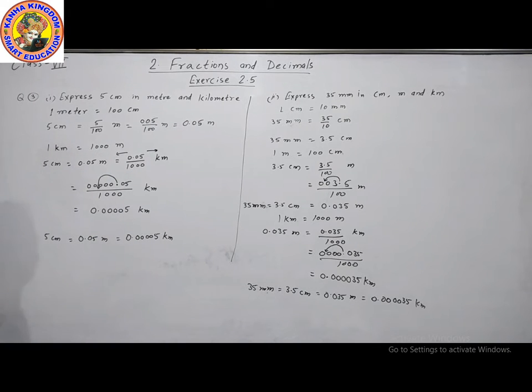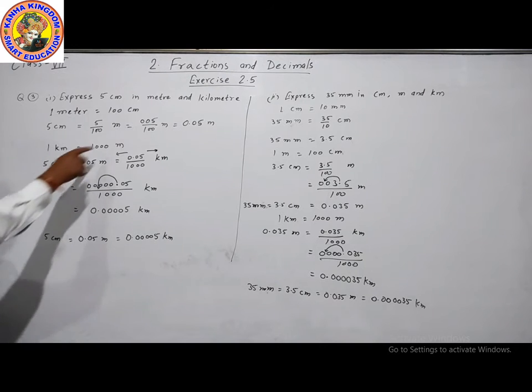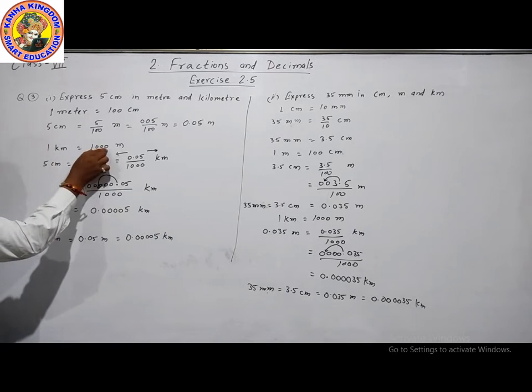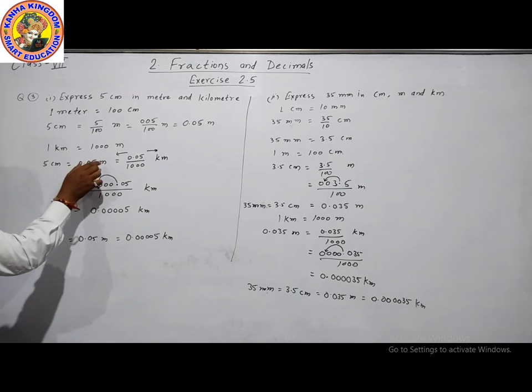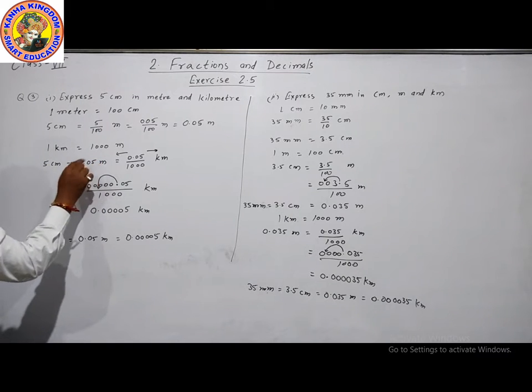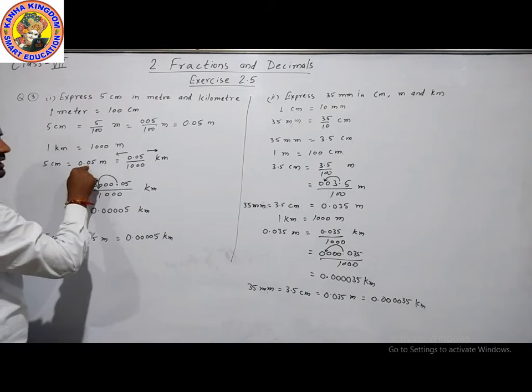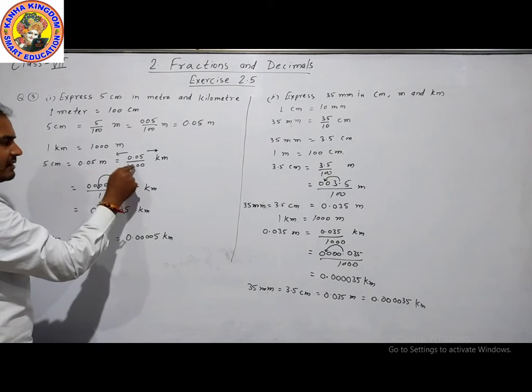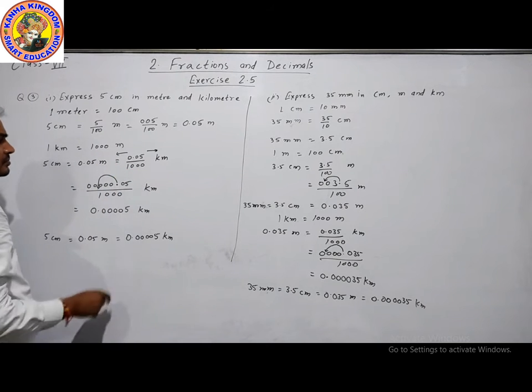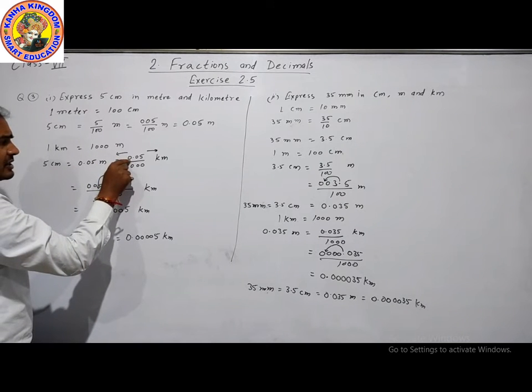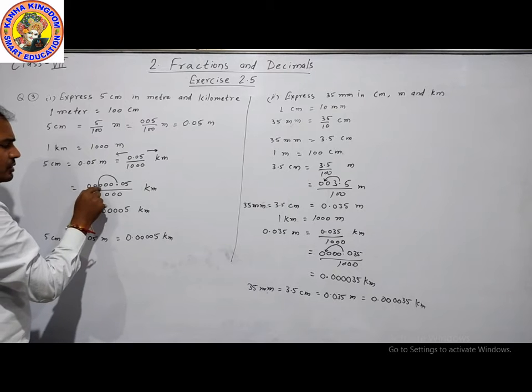Now in kilometer, 1 kilometer is equal to 1000 meter. So meter will be converted into kilometer by dividing by 1000. Our question is 5 centimeter is equal to 0.05 meter. Now this number will be converted into kilometer by dividing by 1000. Now this is our integer 0, can be written as 0.0000.